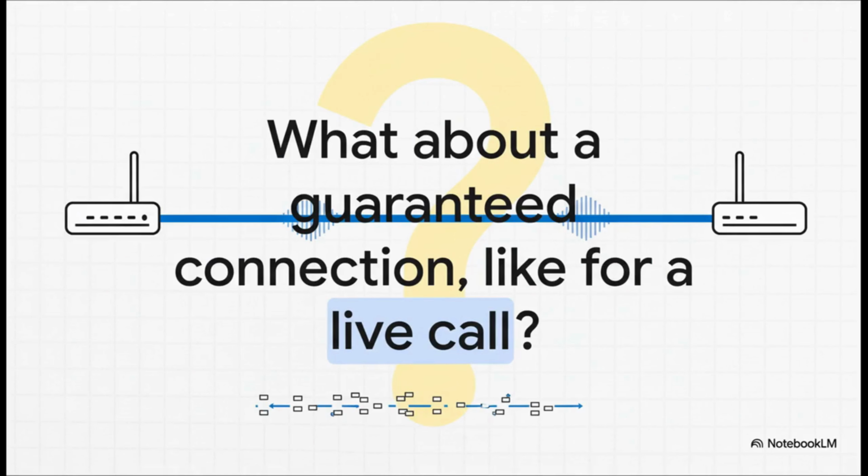But this whole system does bring up a really interesting question. Packet switching is amazing for files, but what about a live video call, where you absolutely need a guaranteed unbroken connection? For that, the internet's pioneers came up with a completely different system called circuit switching, and it works a lot more like that old telephone network, and we are going to explore that in our next explainer.